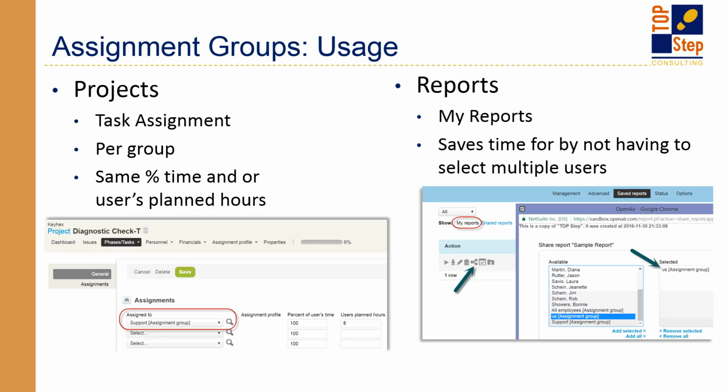and over. It's certainly not fun to select the same 6 or 10 or however many users you need to select. When sharing a report, for example, being able to select here in my example, the US assignment group saves a significant amount of time.